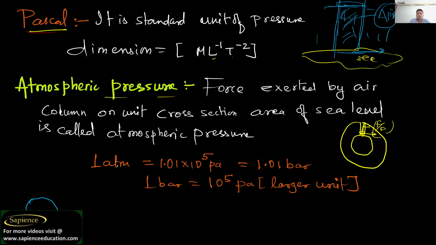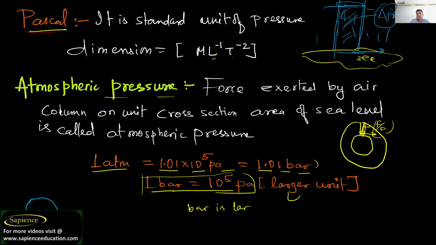Now, one atmospheric pressure is equal to how much? One atmospheric pressure is equal to 1.01 × 10^5 Pascal, or we can say 1.01 bar. Now, what is bar? Bar is also a unit of pressure. 1 bar can be written as 10^5 Pascal. So bar is the larger unit. Okay, got it?